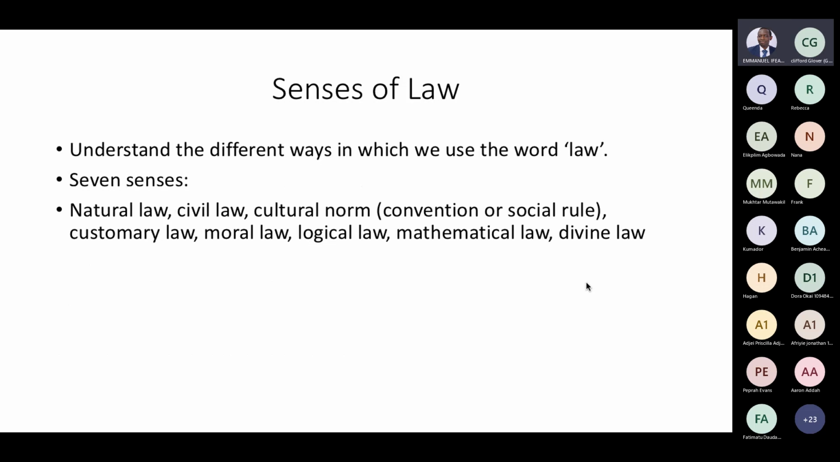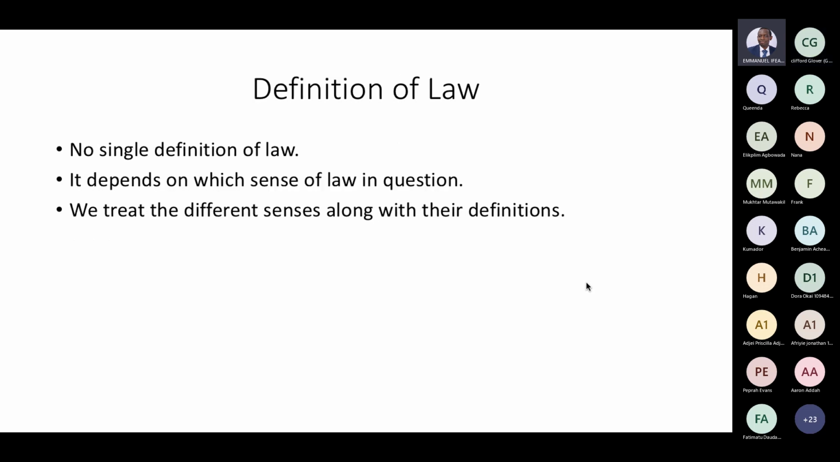Now let's look at some senses of law. Now, when you talk about law, the word law is too broad. It encompasses too many things, as we shall soon find out. So there's no definition of law because you have to specify what kind of law you're talking about before you can even define it. So we have 7 senses of law. We have natural law, civil law, cultural law, customary law, moral, logical, mathematical, and divine law. Now let's look at them one by one.